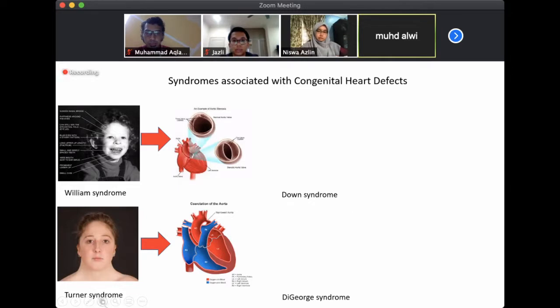Turner, you have to know in and out, especially the clinical signs. They've got a lot of clinical signs. Sorry, doctor, I would like to ask. For Down syndrome, usually clinical, but for things like Williams, Turner, DiGeorge, do you have to do FISH?